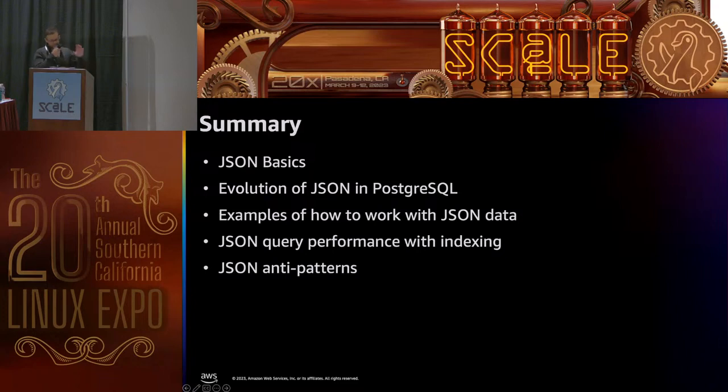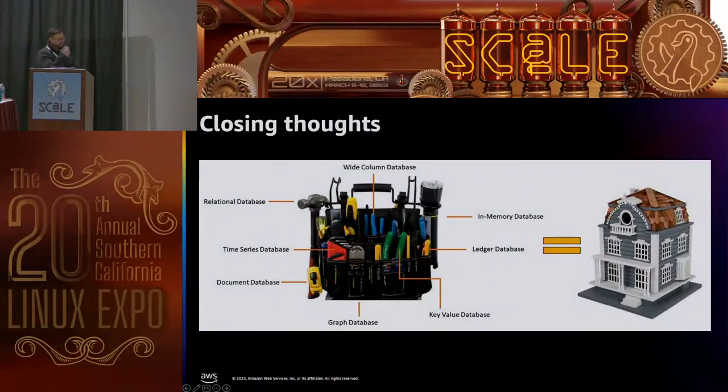We looked at a lot of this JSON in a very introductory format today, but hopefully this was useful. We covered JSON basics. We covered the evolution from 9.2 all the way up to now. We also saw some examples of how to work with JSON data. On performance and indexing, it's very critical to keep in mind that JSONB is really awesome with indexing, more so with GIN indexes. And of course, we looked at some anti-patterns. Just last minute closing thoughts.